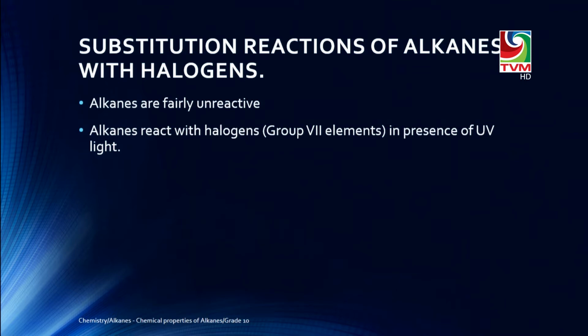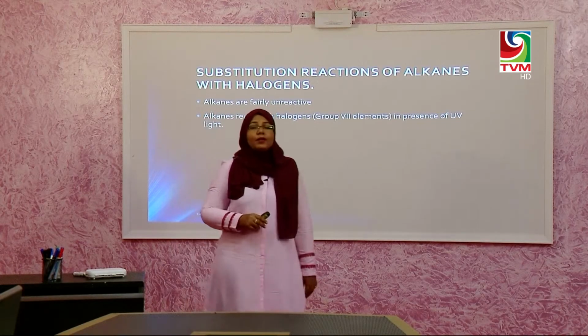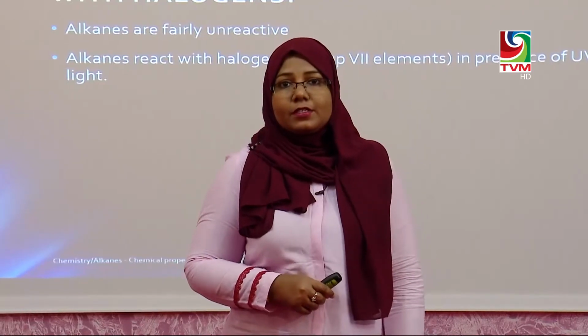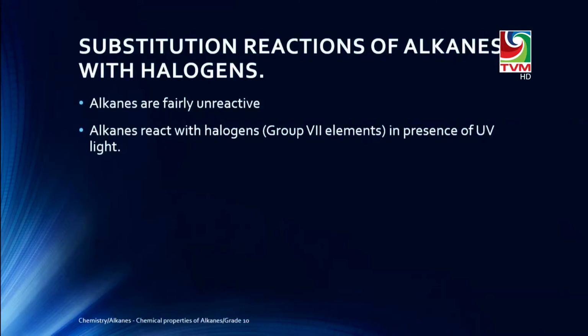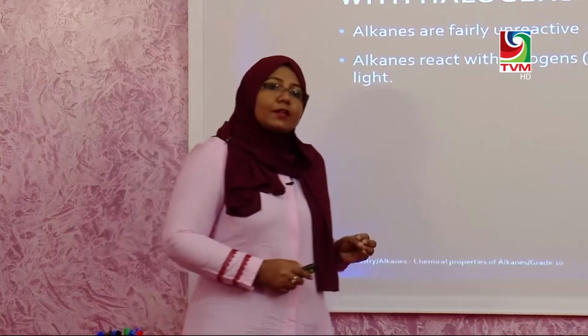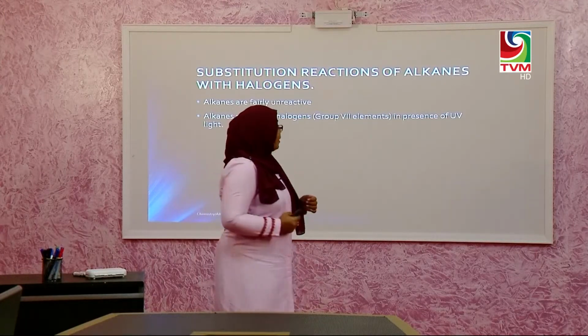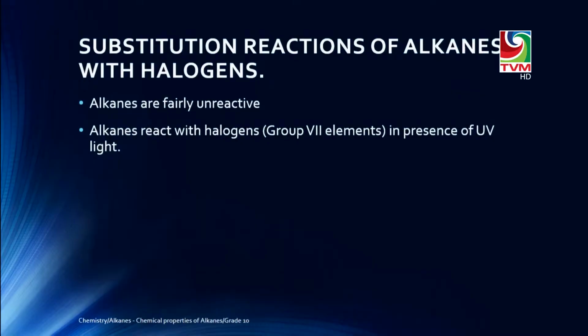Alkanes react with halogens. As you know, if you look at the periodic table, group 7 elements are known as halogens. Something you need to remember here is that alkanes, just like that, do not react with halogens. Only under special conditions, that is in the presence of UV light, does this reaction occur.